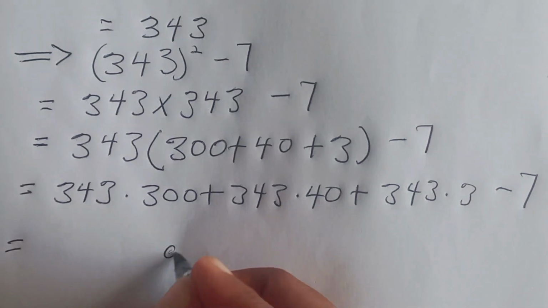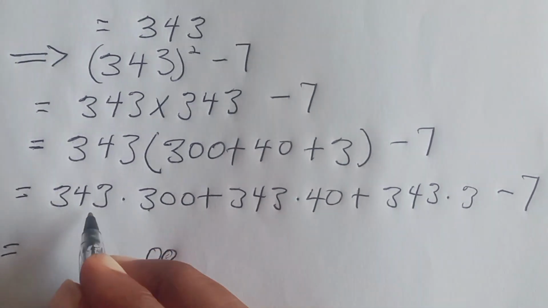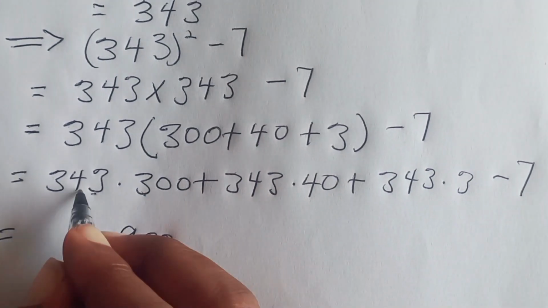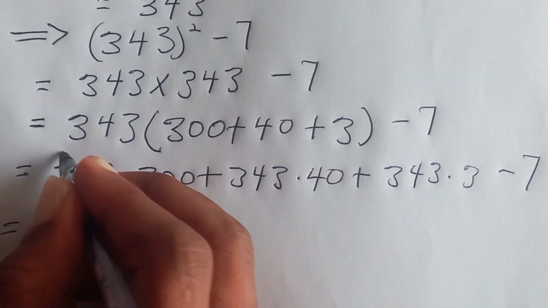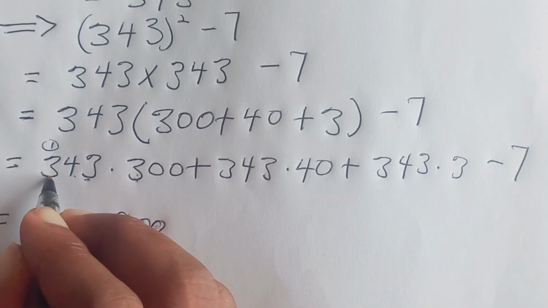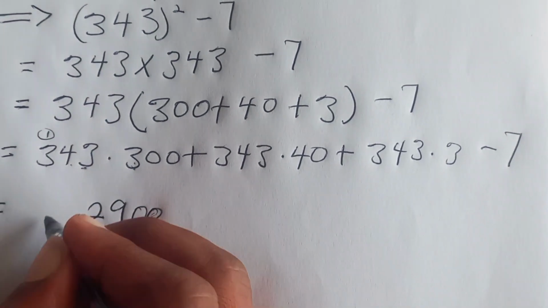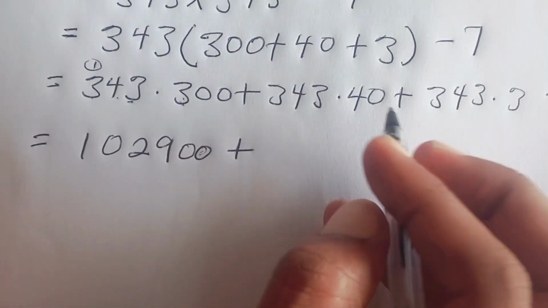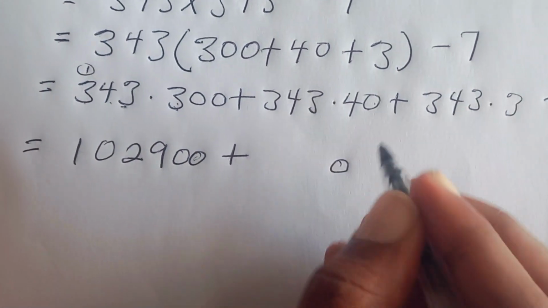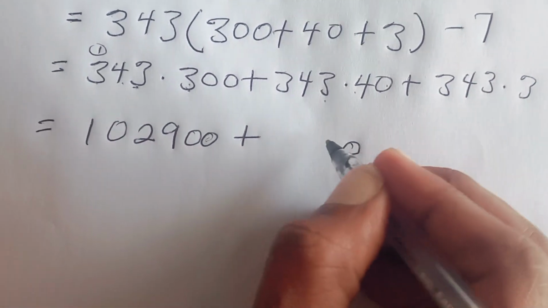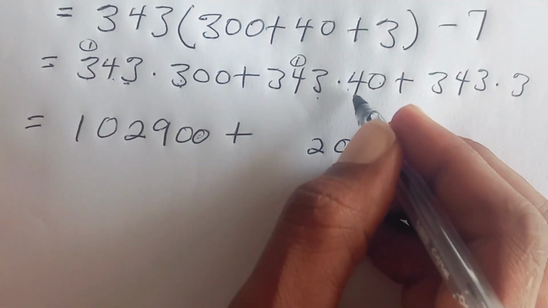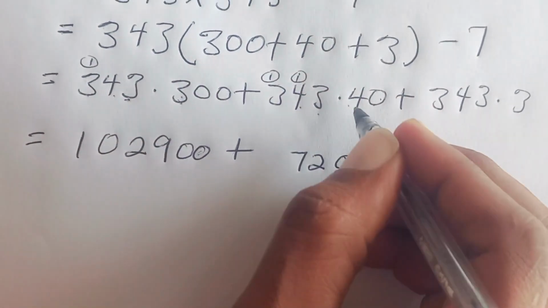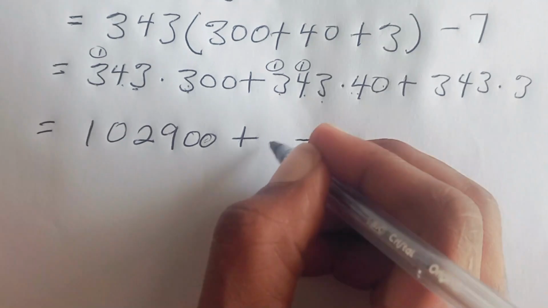This one, you're going to get 0, 0. 3 times 3 is 9. 3 times 4 is 12. So 2, a remainder of 1. 3 times 3 is 9. 9 plus 1, which is 10. So 1, 0. 4 times, so this one we have 0 here. 4 times 3 is 12. So 2, a remainder of 1. 4 times 4 is 16 plus 1, which is 17. Remainder of 1. 4 times 3 is 12 plus 1, which is 13.